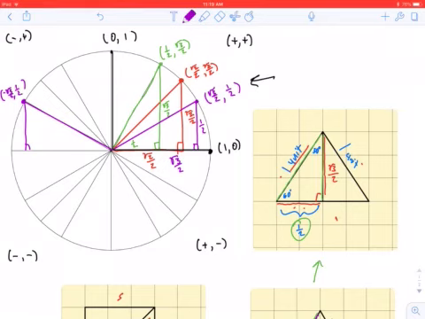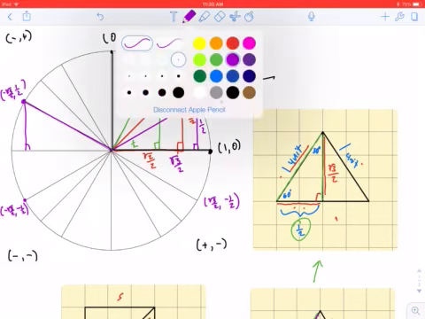And then if I did the same thing in quadrant number 3, we're looking at this point here, they're both going to be negative. So I'm going to put the negative square root of 3 over 2 and a negative 1/2. And if I do the same thing in quadrant number 4, the x will be a positive value and the y will be negative.